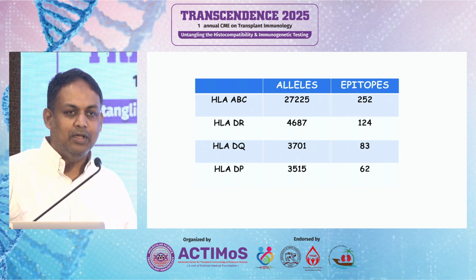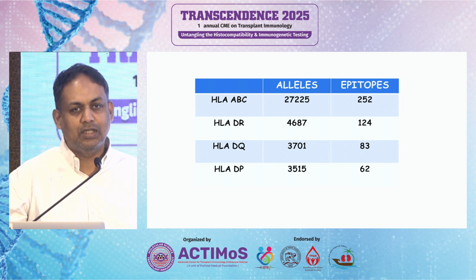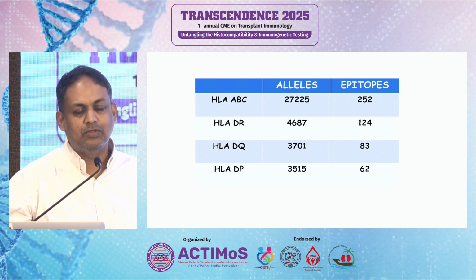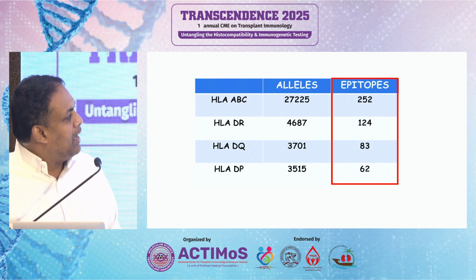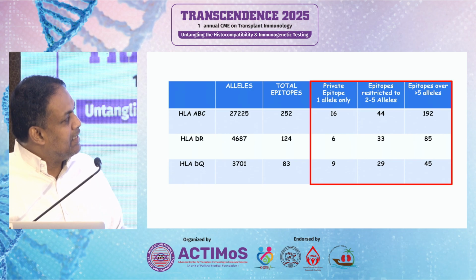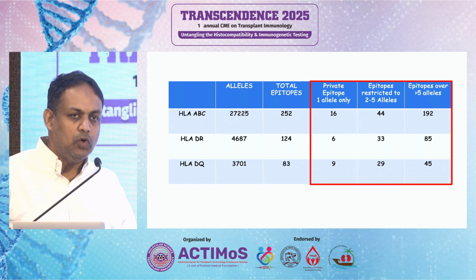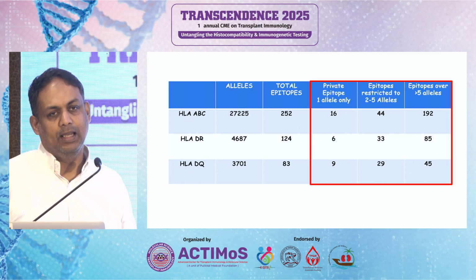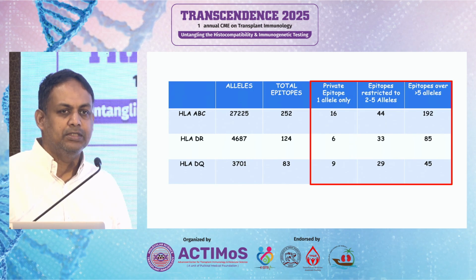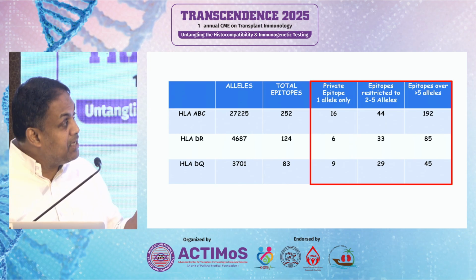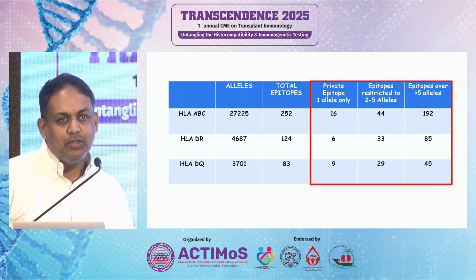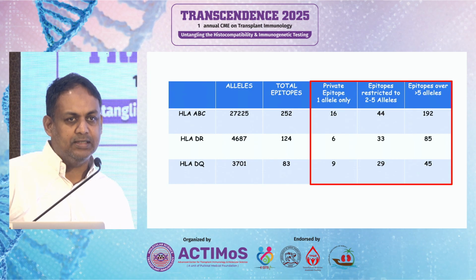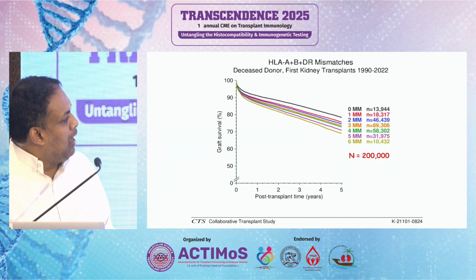So this is the fancy thing that we fancy about. Instead of matching for 21,000 or 27,000 alleles, it might be easier that we can match for 250 epitopes. And further, if we go, 5% of the epitopes are seen only in one single allele. Another 5 to 10% is seen in a few alleles, but 85% of the epitopes are seen in multiple alleles. So it is very difficult to find a way between this, and that is the challenge of epitope matching.